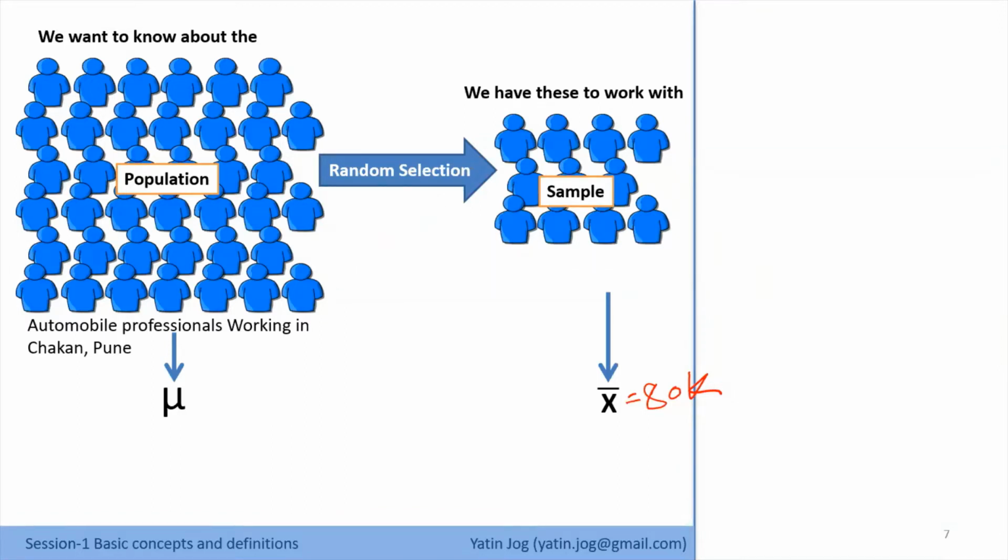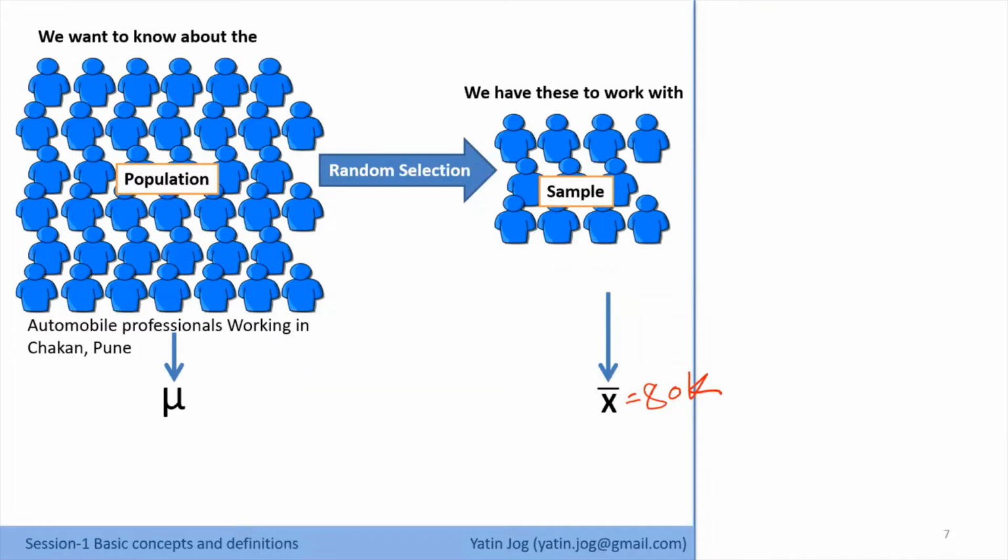Okay, anyone else? Can I say that the average salary of automobile professionals working in Chakan Pune is 80,000? Sir, I would say this is not time bound. Okay, so maybe we can say the salary of the professionals is 80,000 for so and so year. Then that would make sense about the specific time frame we are talking about.